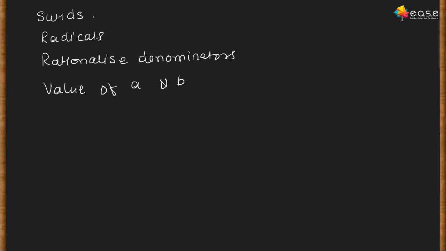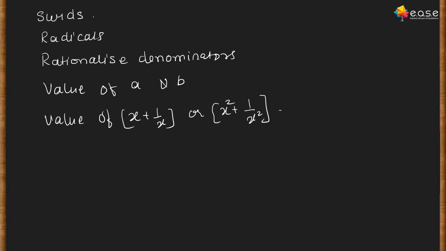And then we are also given some kind of equations where we have to find out value of say x plus 1 by x, or we have to find out say value of x square plus 1 by x square, so on and so forth. Many type of examples are there. So this is what we are going to do in this exercise. Okay, starting with surds and radicals. Surds and radicals both mean the same. This both mean the same.